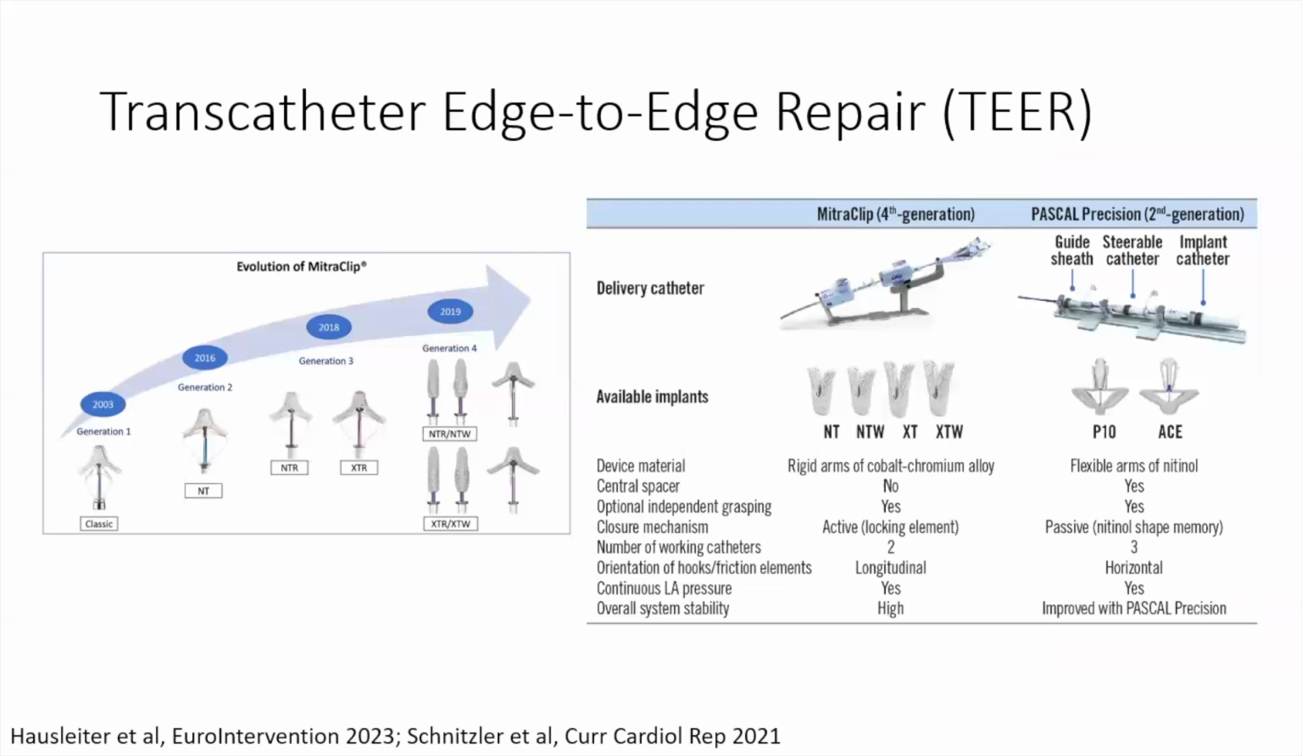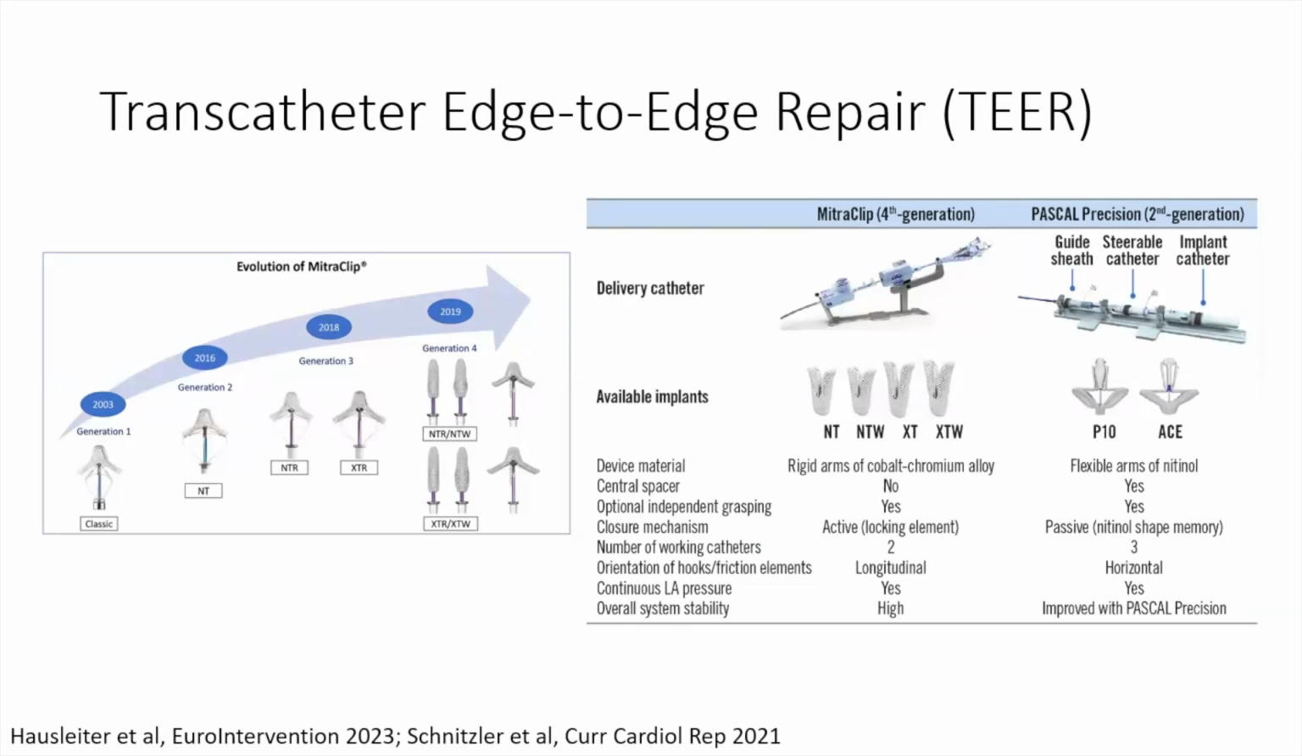So just coming back to the basics of transcatheter edge-to-edge repair, I thought it would be best, for my understanding as well, to go back to what all these names of these types of clips are, and what the evolution has been. There are now 4 generations of mitral clips. The first generation was classic, the second was NT, the third was NTR and XTR, and the most recent is NTR, NTW, XTR, XTW.